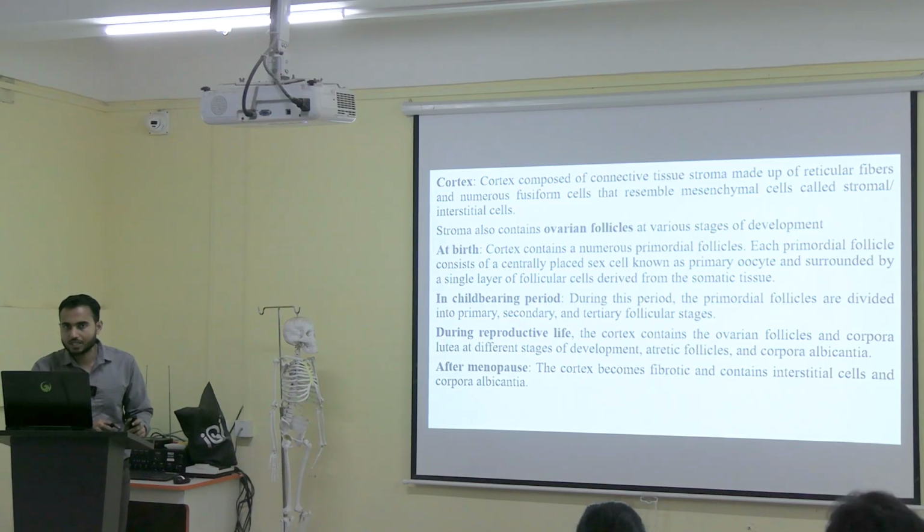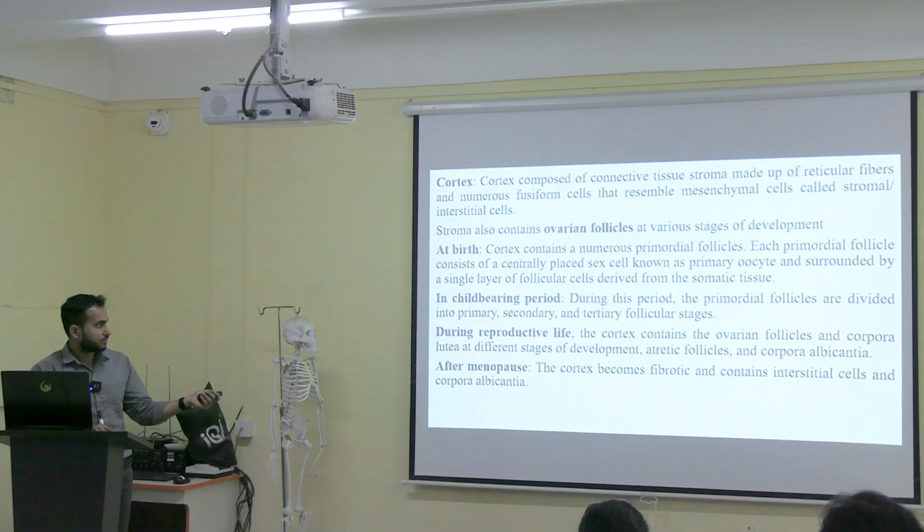If you see the ovary at birth, the cortex contains numerous primordial follicles. Each follicle consists of a primary oocyte surrounded by a single layer of follicular cells, forming the somatic tissue. During the childbearing age, the primordial follicles develop into primary, secondary, and tertiary follicles. During the reproductive life, the cortex contains ovarian follicles, along with the corpus luteum, different stages of atretic follicles, and corpora albicantia, also called corpus albicans.